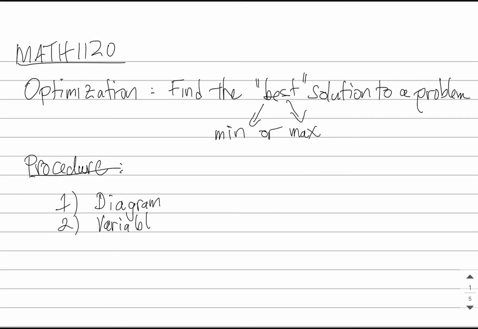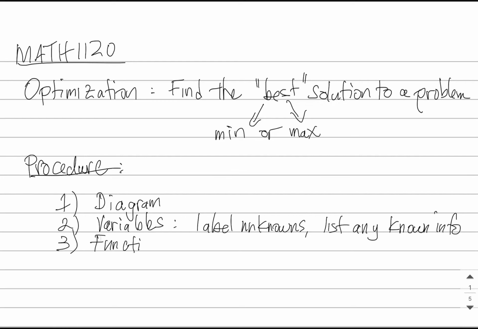At this point, we want to talk about variables. We've got to label our unknowns and list off any given or known information. It's really important to define the variables properly, because the details that follow from there can be overwhelming if you're not clear on what it is all of these symbols represent. The third one is finding a function. We need a one variable function for the quantity that we're interested in.